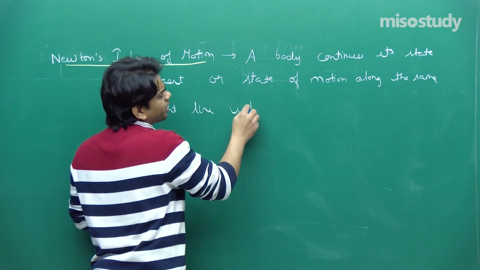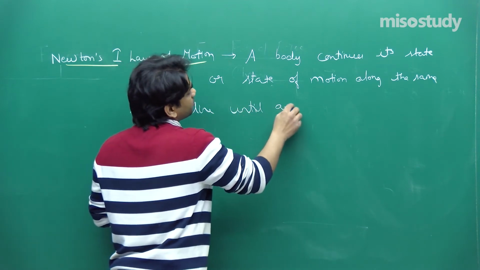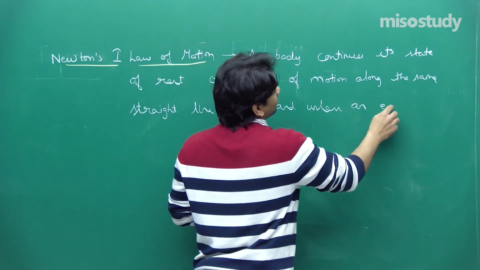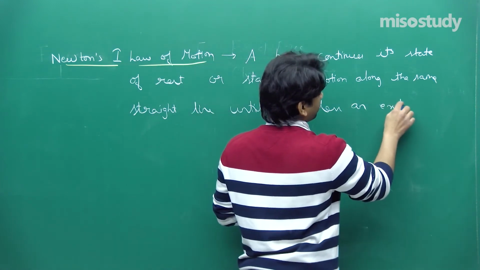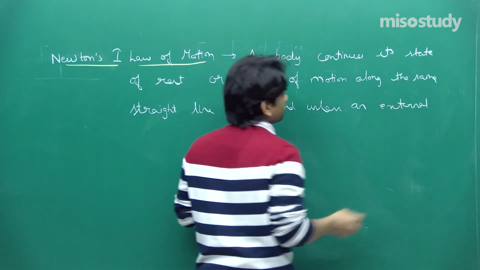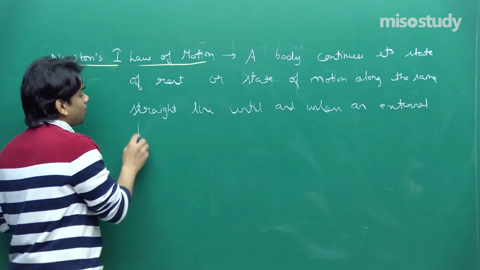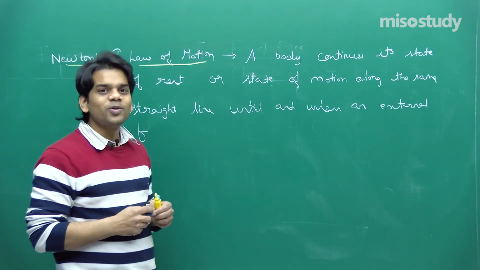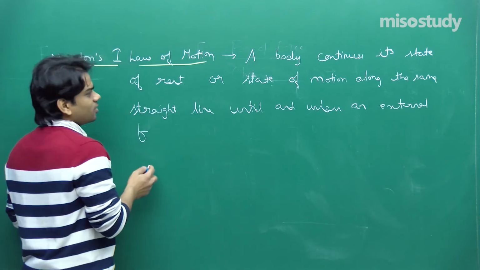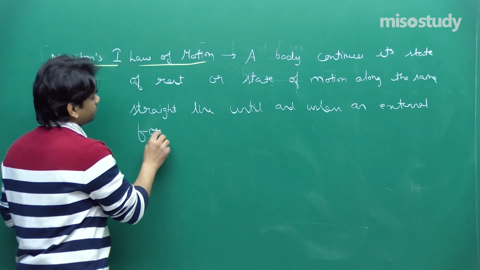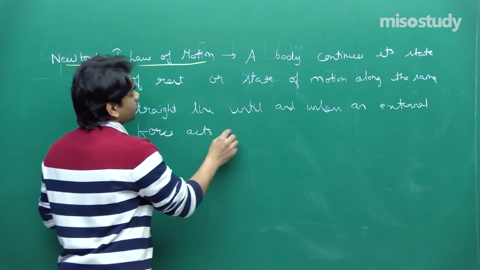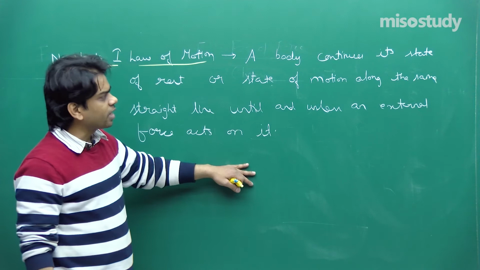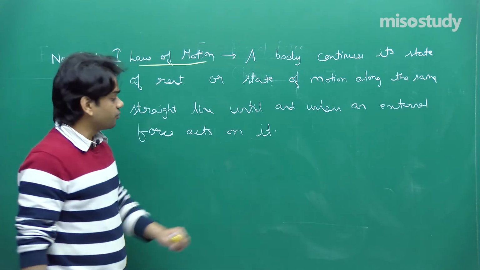I hope you are getting this. It's a very simple statement: until and unless an external force acts on it. Now I am talking about external force. I will also tell you what I mean by external force. Actually, there's a difference between internal force and external force, which we will talk about. Don't worry about that. Until and unless an external force acts on it. Now, clear? I hope that this statement clarifies what Newton's first law is willing to say.